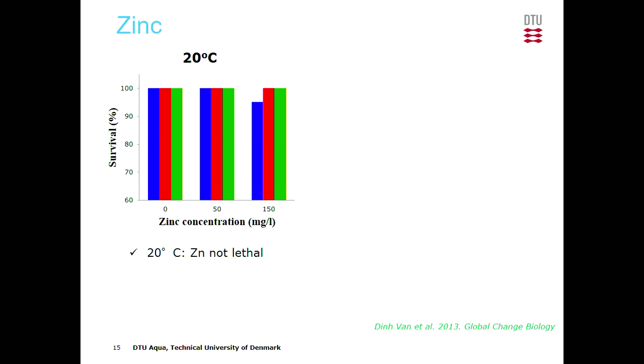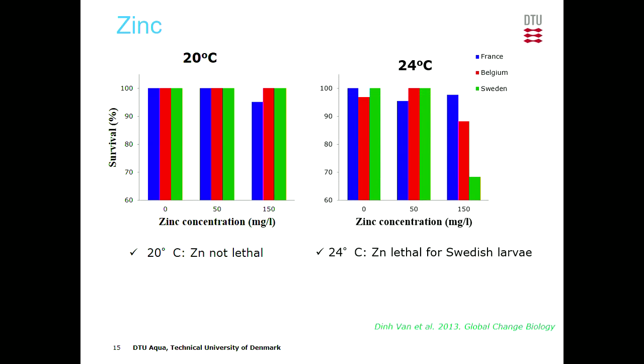First of all, with zinc, you can see that at 20 degrees nothing happened, they all survive. But at 24 degrees, at high concentrations of zinc, only the Swedish population has very high mortality, but not the French population. So if they have thermal adaptation, the Swedish population might reach the same level of performance as the French animals.